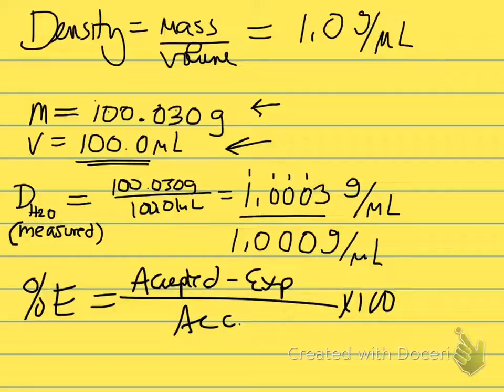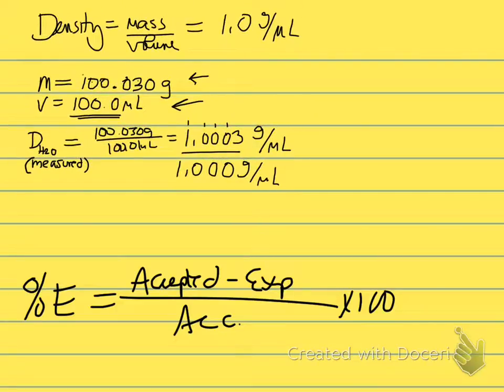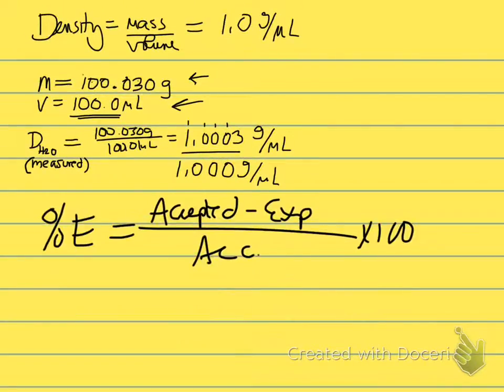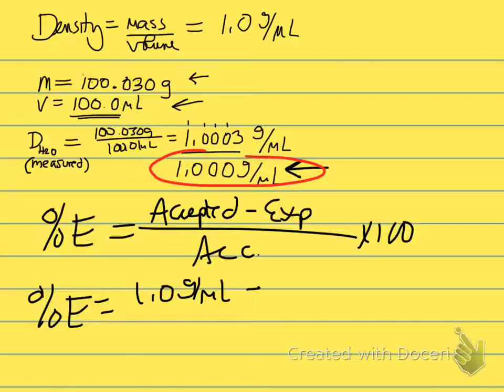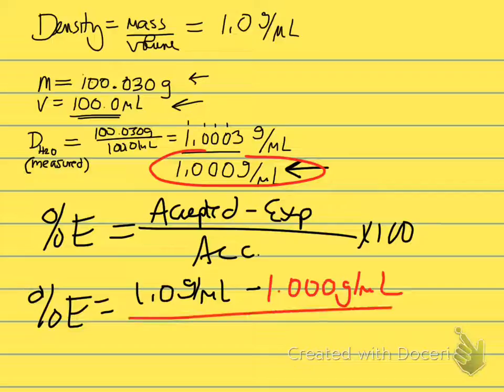Well, what did we say the accepted sort of official density of water was? 1.0 grams per milliliter. So our percent error is 1.0 grams per milliliter minus our experimental value. That's what you calculated based on your measurements, 1.000 grams per milliliter, divided by 1.0 grams per milliliter. Okay, what do we get?